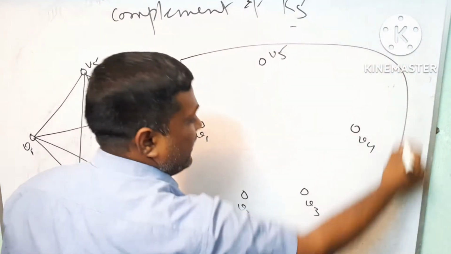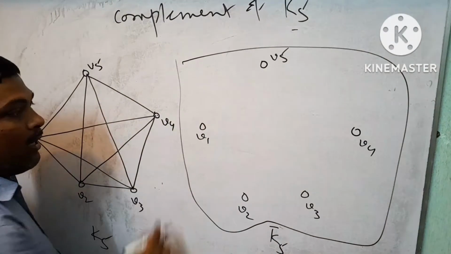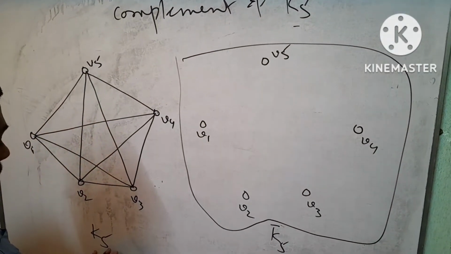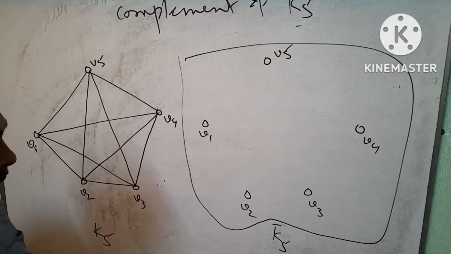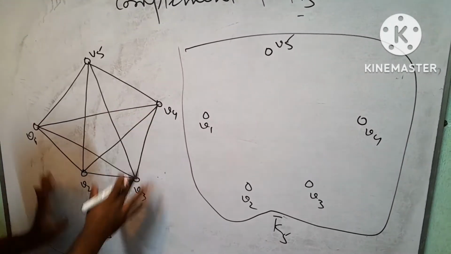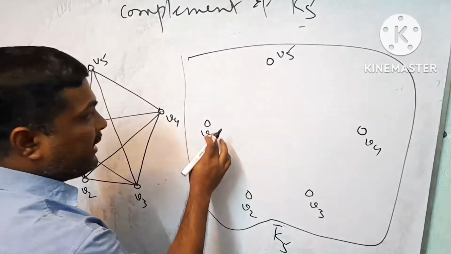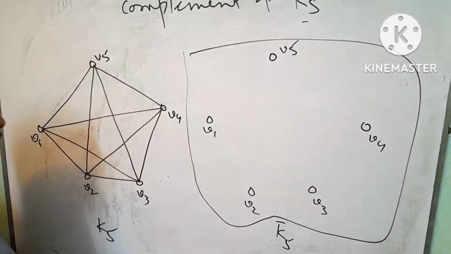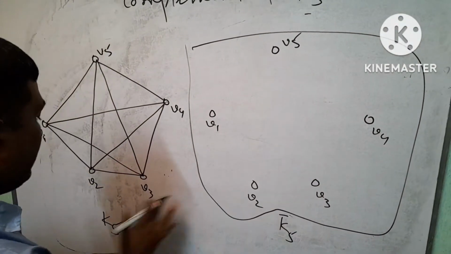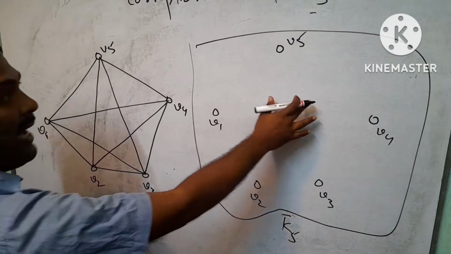This graph is the complement of complete graph K5. The complement of K5 is an isolated graph, just 5 vertices, with the degree of each vertex 0. This is the complement of K5, an isolated graph.